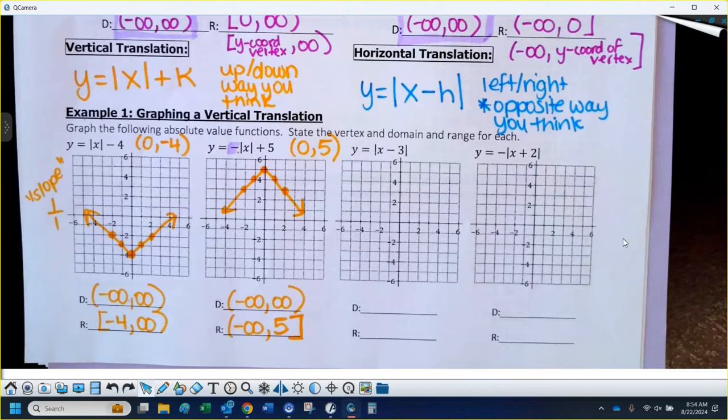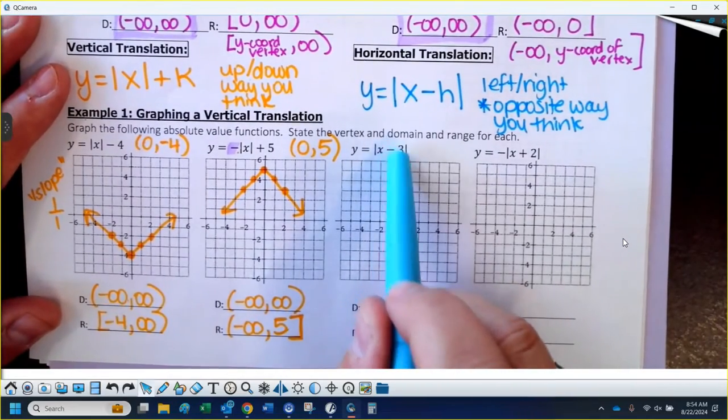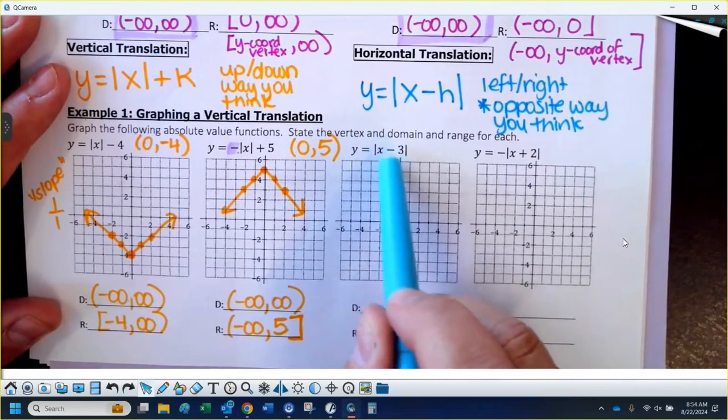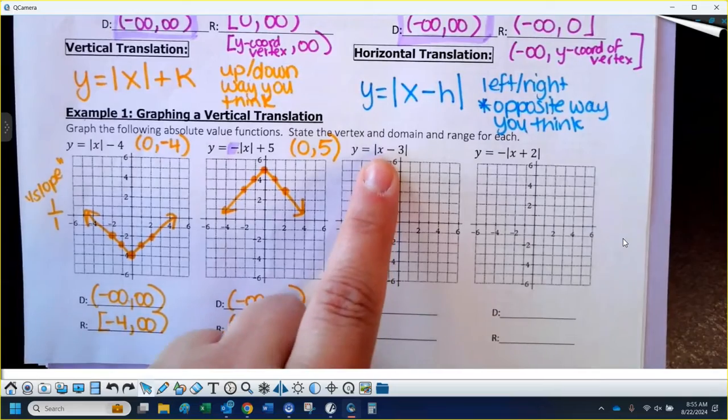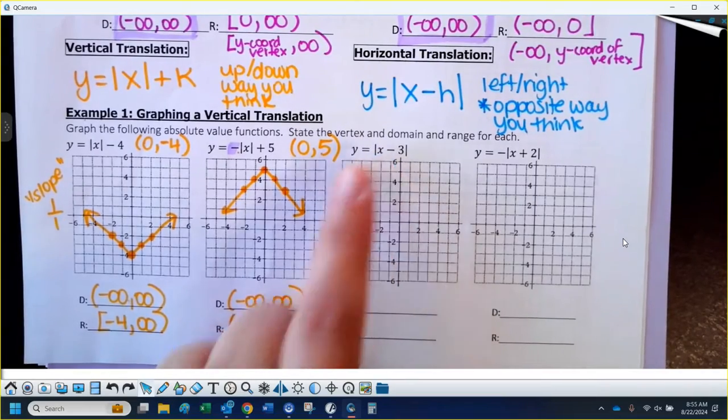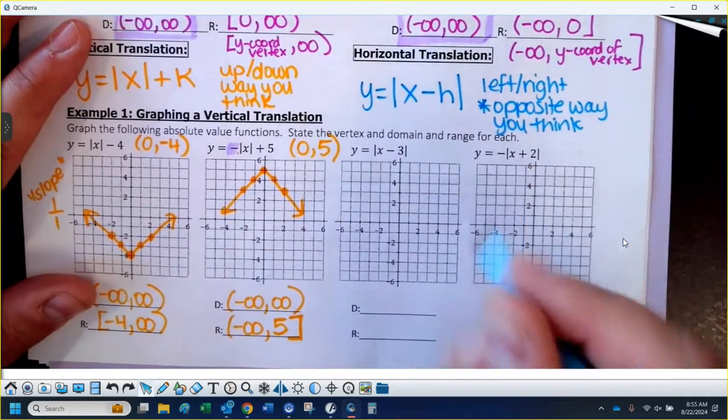I think that looks like a -3, so I would move that 3 to the left if I didn't know better. The reason it's the opposite way you think is, if I were to plug in +3 here, that would set that middle part equal to 0, and where it sets it equal to 0, that switches from one side of the v to the other. So to me, that looks like -3, but it is the opposite of what you think.